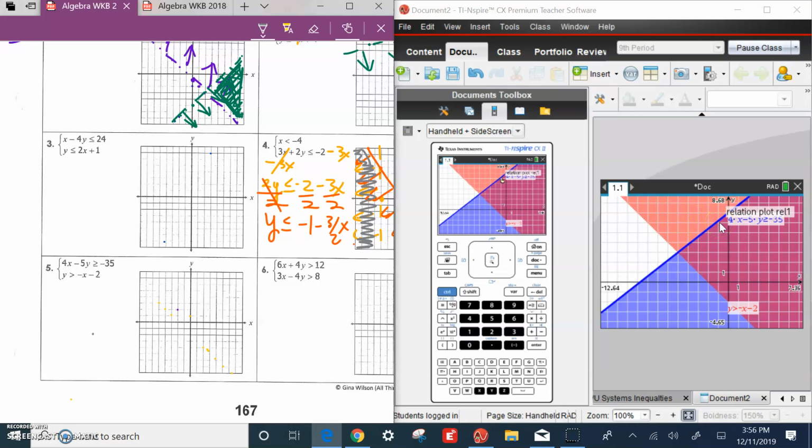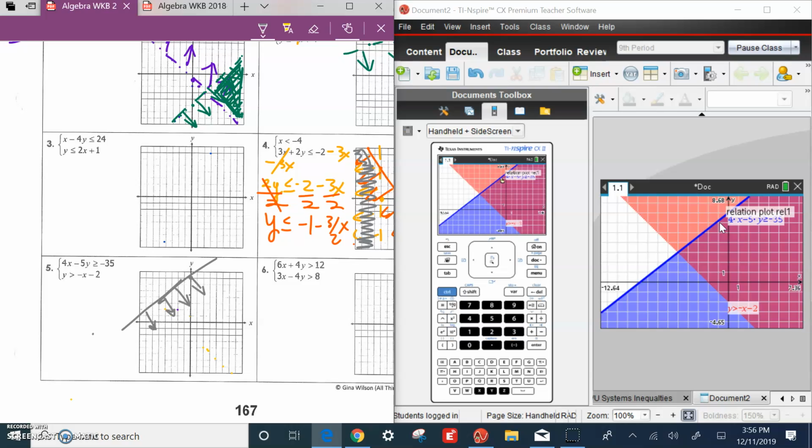So I'm going to go back here. I'm going to plot 7 on the y-axis. And I don't have enough room to go up 4 over 5, so I'm going to go down 4 over 5. 1, 2, 3, 4. 1, 2, 3, 4, 5. Okay. And this is a solid line. And we're shading below.